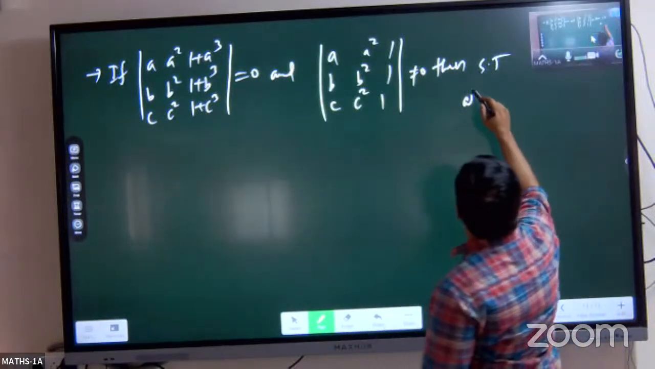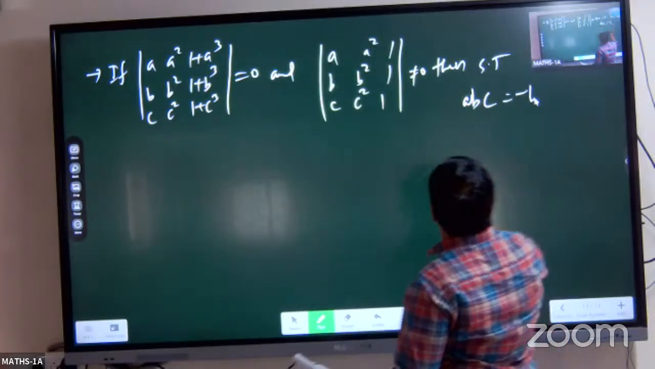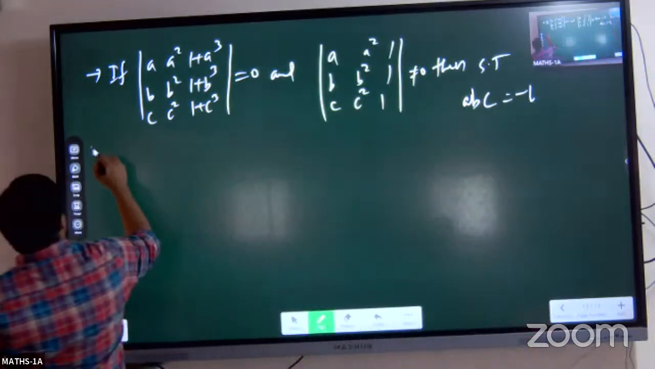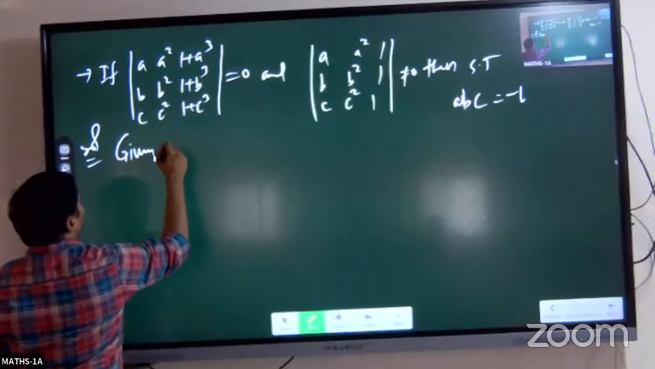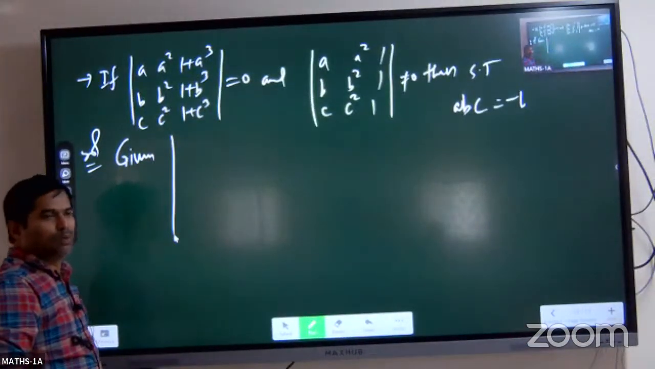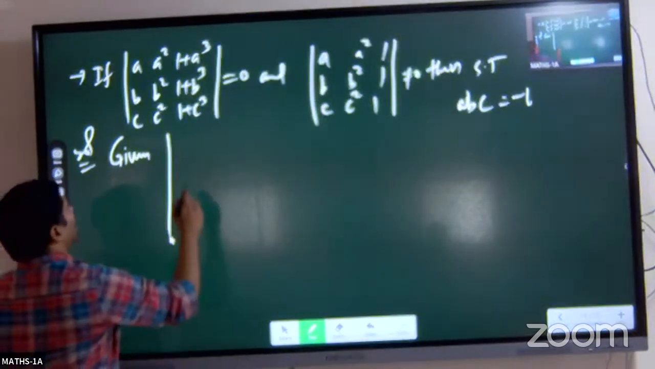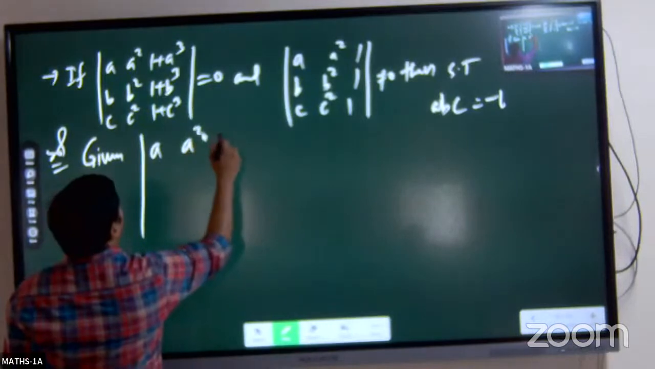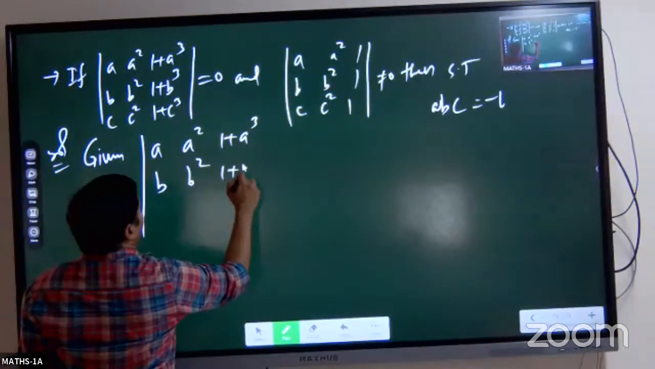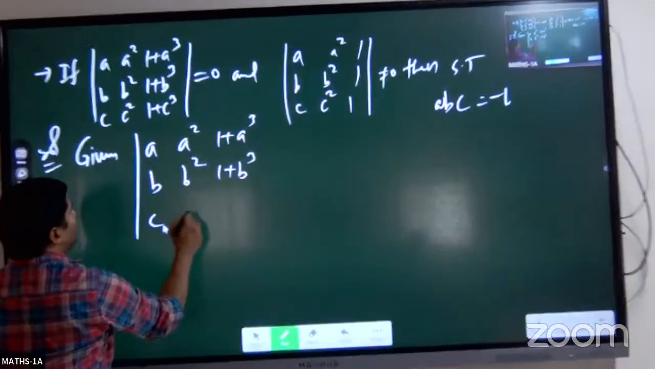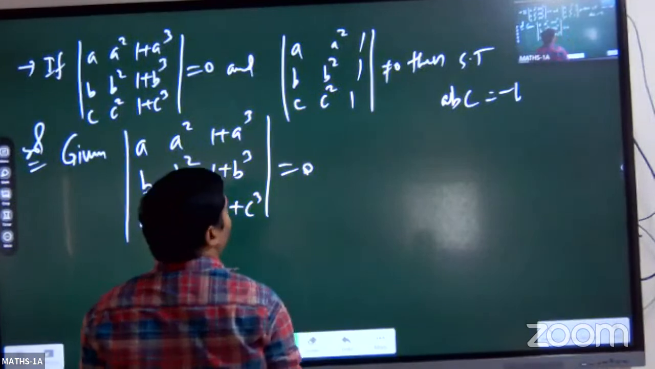Okay, then show that ABC equal to -1. What we have to show, right? Okay, see the solution, everybody. So what he has given is, please follow the same steps. How I am doing on the board, as it is you are going to do in exam hall, right? A square 1 plus A cube, B square 1 plus B cube, C square 1 plus C cube equal to 0. This is your given thing.